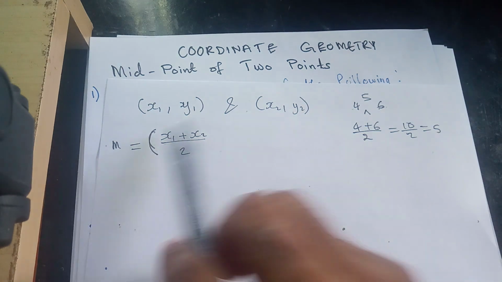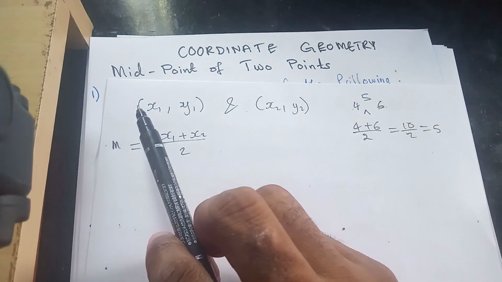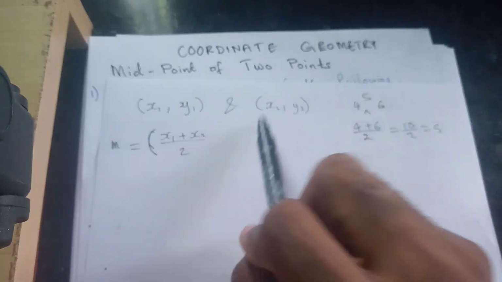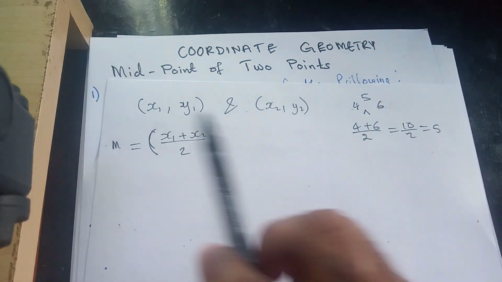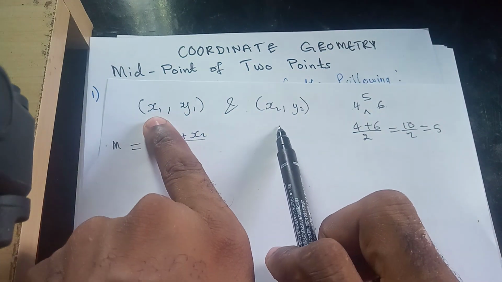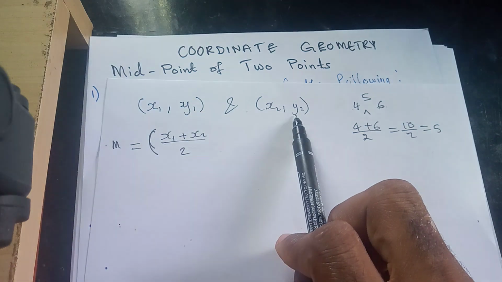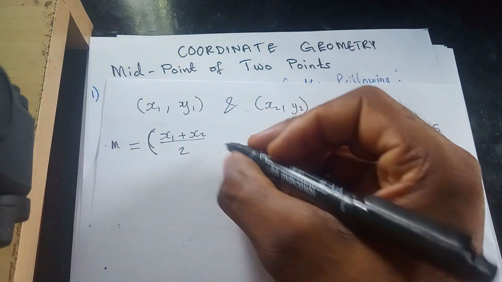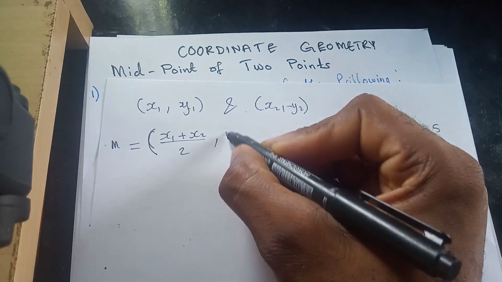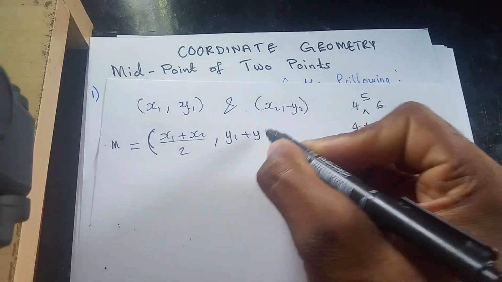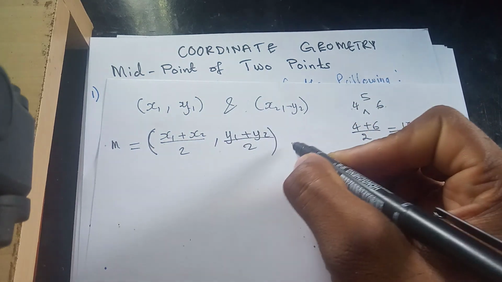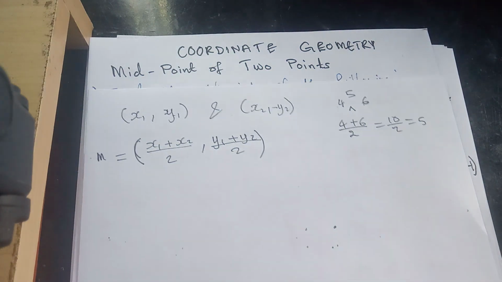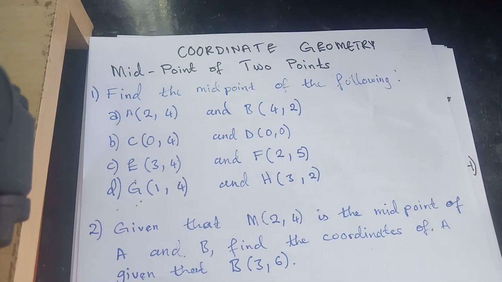So the same applies to this. When you've been given 2 points, x1, y1, and then x2, y2, you simply find the average of the x coordinates and the average of the y coordinates. So in this case, we have the y coordinates as y1 plus y2 over 2. So this is how you find the midpoint. Let's look at practical examples.